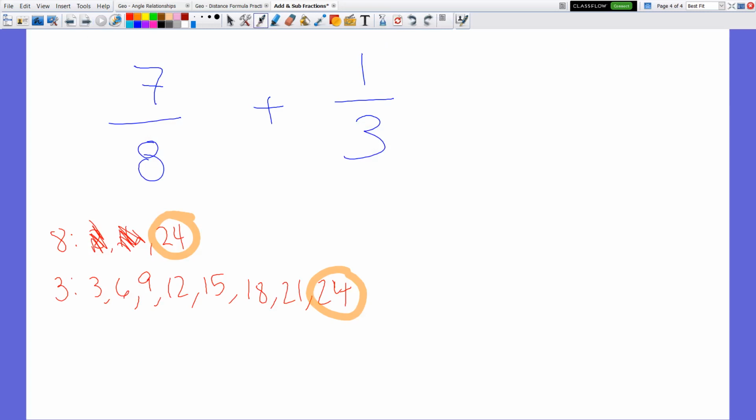So how does this process work? All right. Well, you've got 8, and what did you multiply 8 by, or how many 8s did you count to get to 24? 1, 2, 3. So that's what I'm going to be multiplying my 8 by. I'm going to be multiplying it by 3.